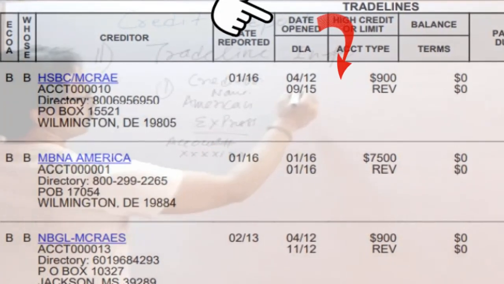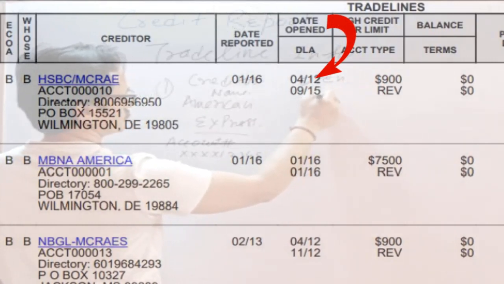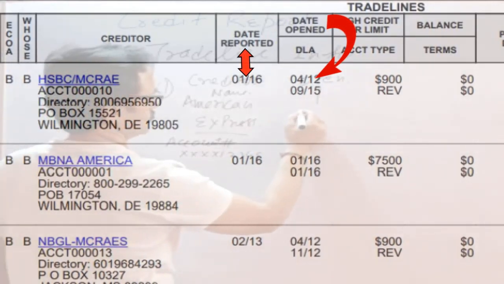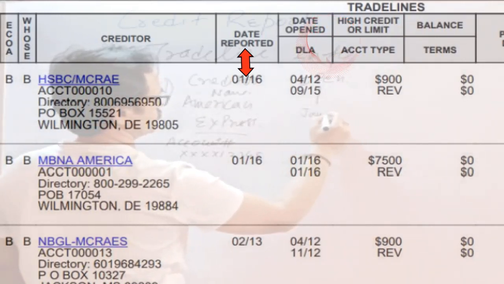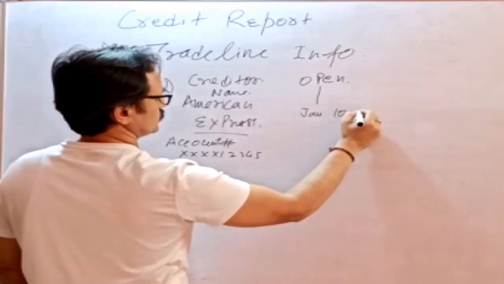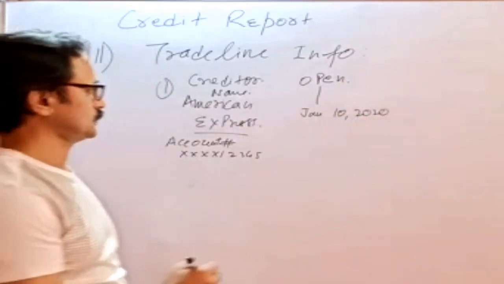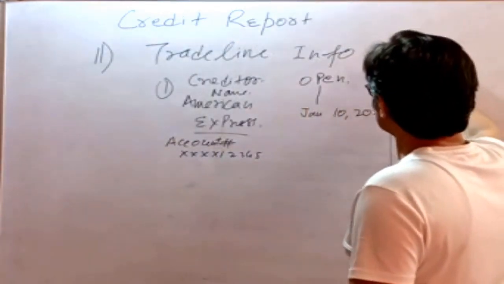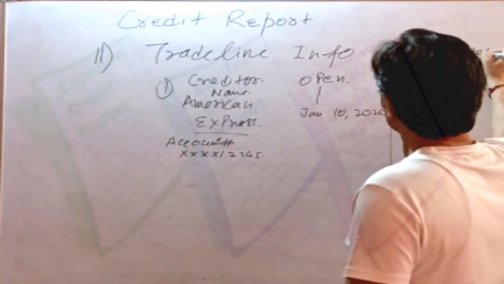And then the open date, when this card was opened, when he got this card. It could be January 10, 2020. That day it was opened. Open means started. Now the last reported date.